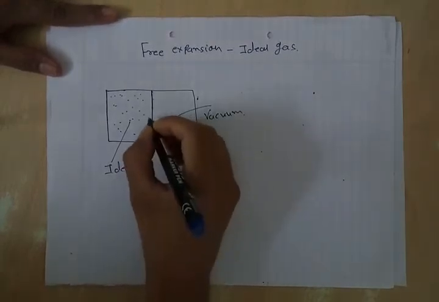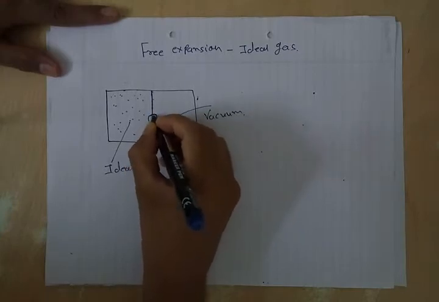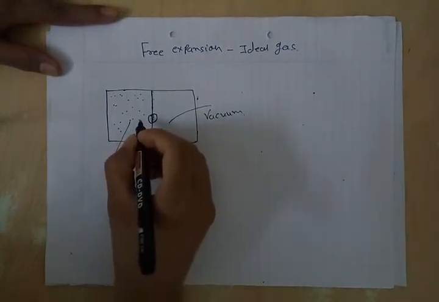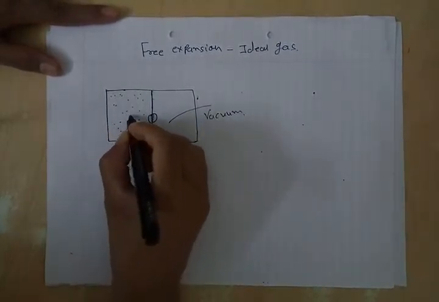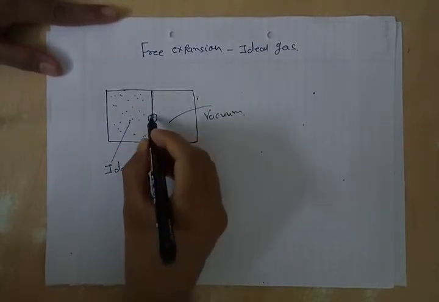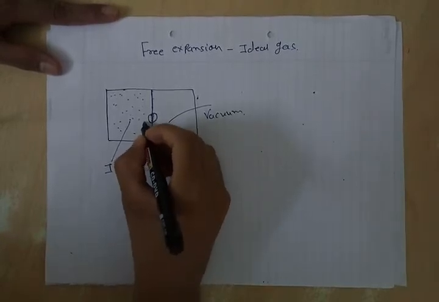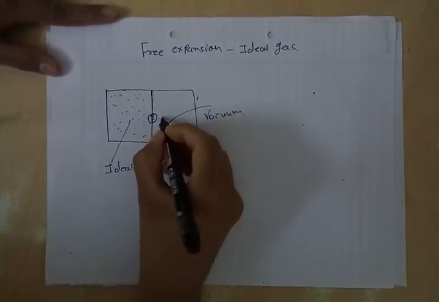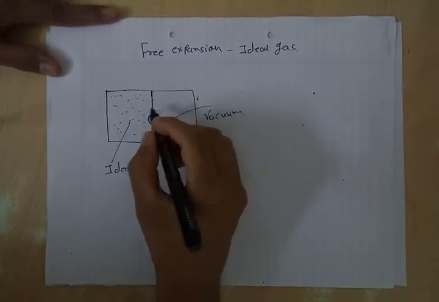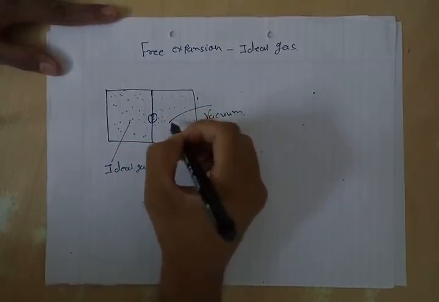Now we will rupture this partition. So let us say we will rupture this amount. Now these particles of ideal gas are bouncing back and forth. So they will find a gap here. So they will just freely escape from this gap. And slowly some of the particles will occupy this space.